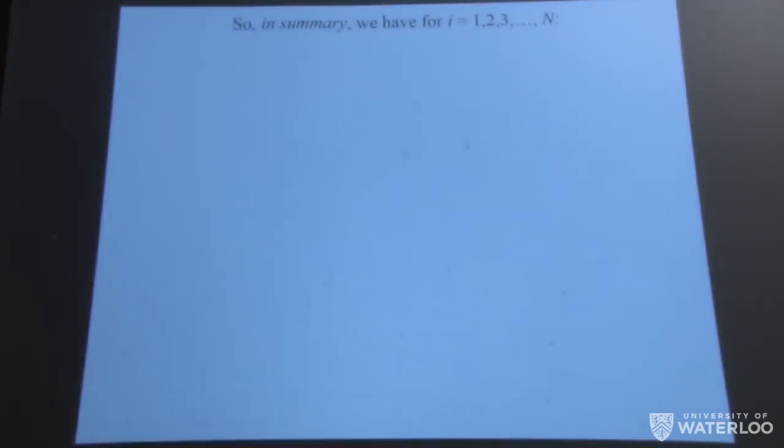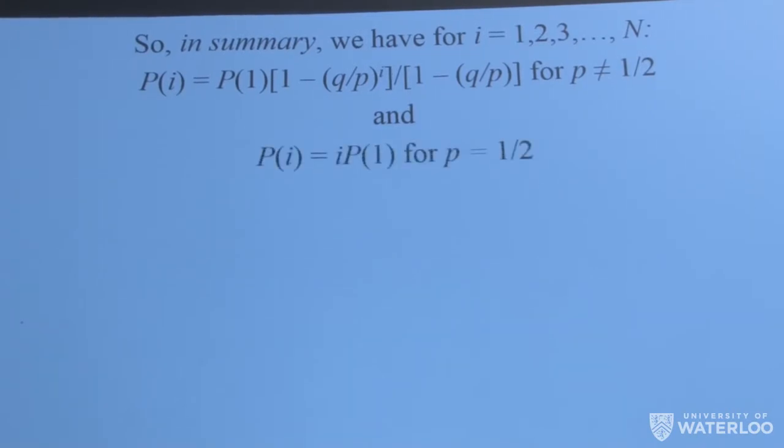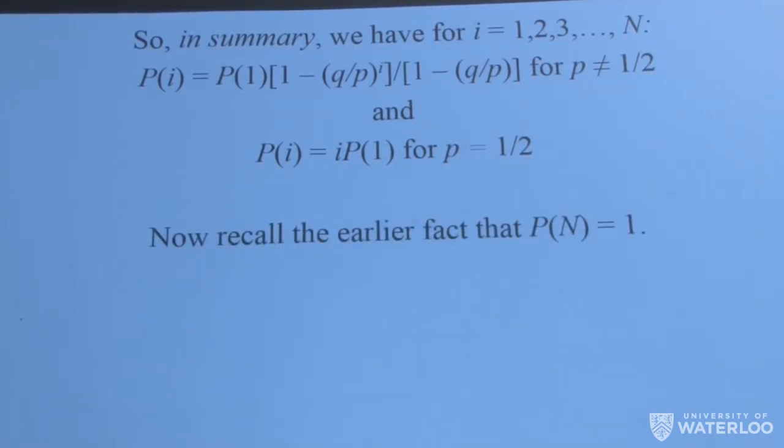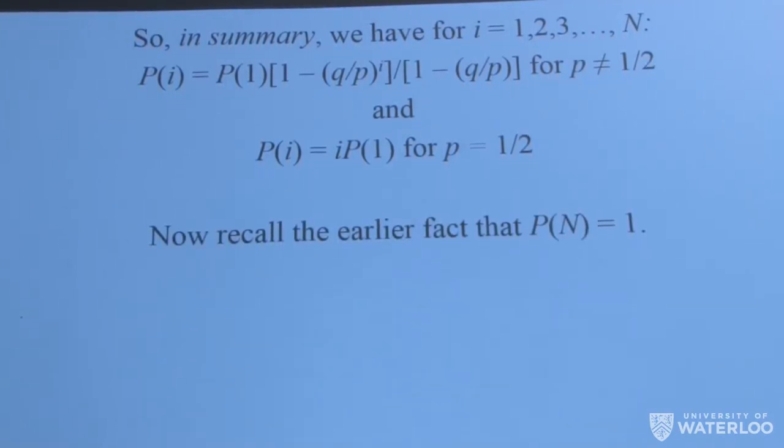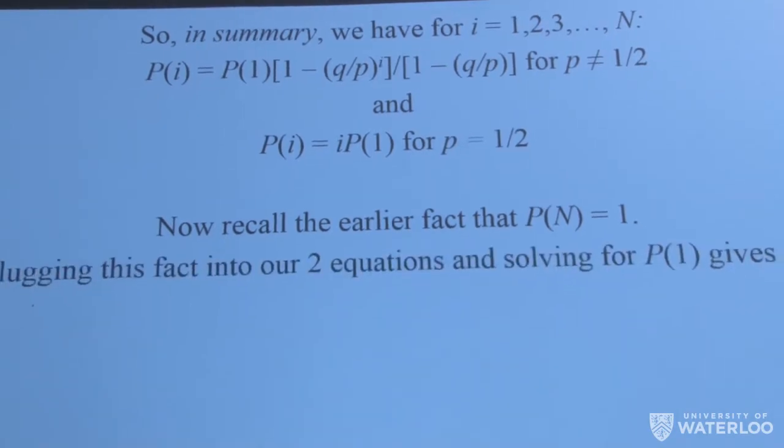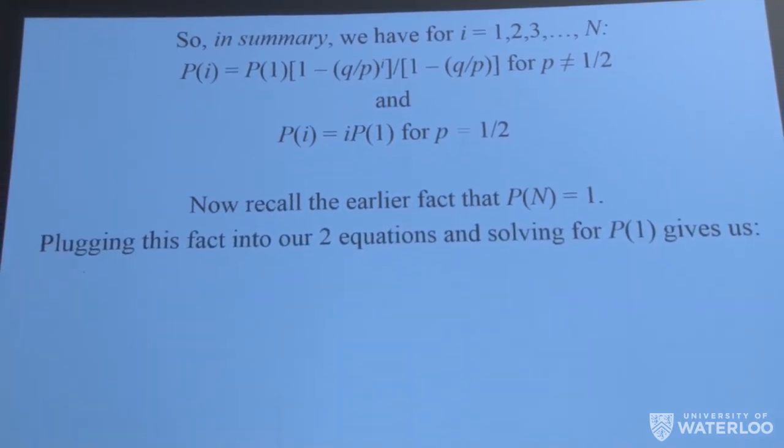So it's a good point now to recap or summarize what we've obtained up to this point. We have these two formulas depending on whether p is half or p is not a half. And now we recall what we want to do is solve for p1, right? That's our unknown. But there's one piece of information we haven't used yet, and that is p of n is equal to 1, remember. So if we plug in p of n equal to 1 into our two formulas, then we can have an explicit way to solve for our unknown quantity p of 1.